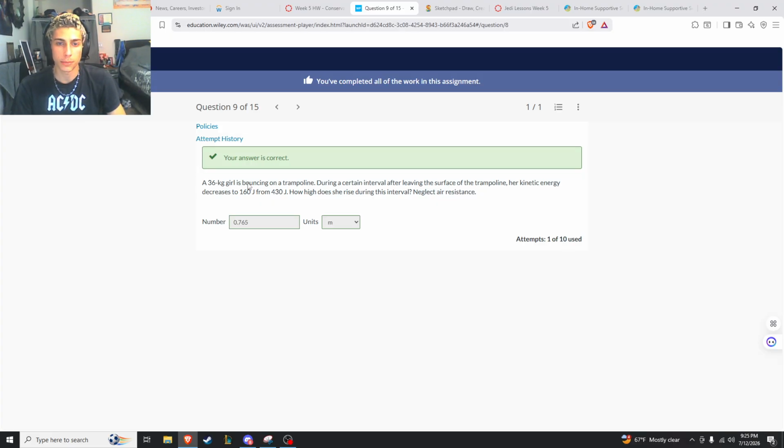We're going to start off with question 9. A 36 kilogram girl is bouncing on a trampoline. During a certain interval after leaving the surface of the trampoline, her kinetic energy decreases to 160 from 430 joules. How high does she rise during this interval? Neglect air resistance, which is very important in this situation.